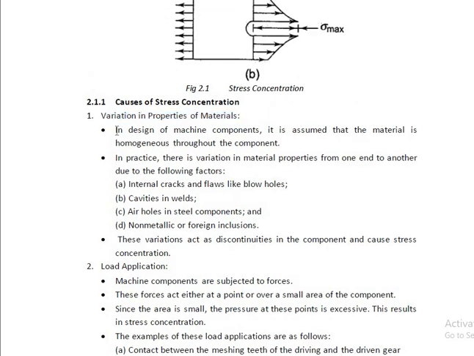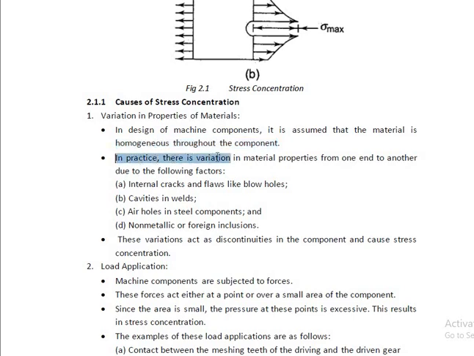Now, in the design of machine elements, it is assumed that the material is homogeneous throughout the component. It is one of the main assumptions when we are designing a particular component and selecting a particular material for it. We consider that the material is homogeneous, meaning it has the same properties throughout all sections: its physical properties, its thermal properties, as well as its chemical properties.